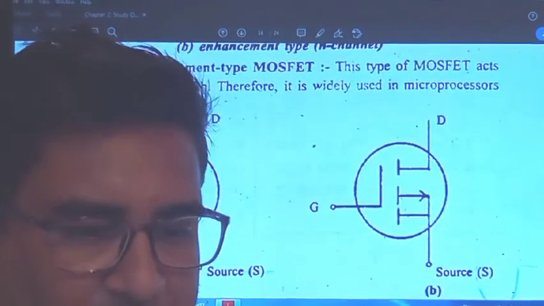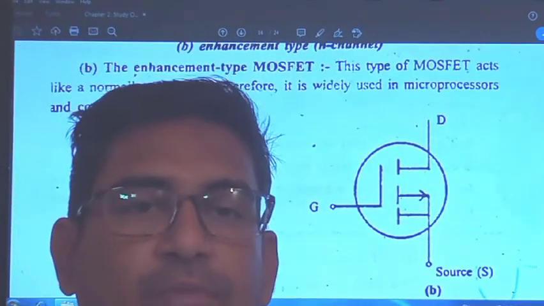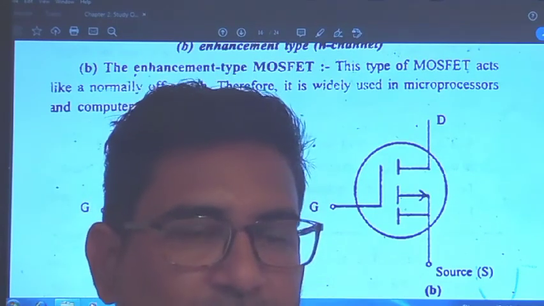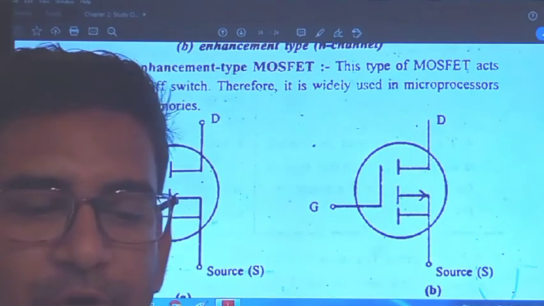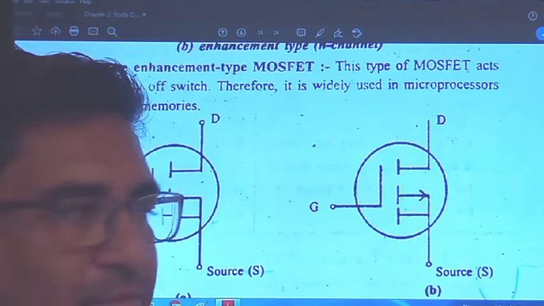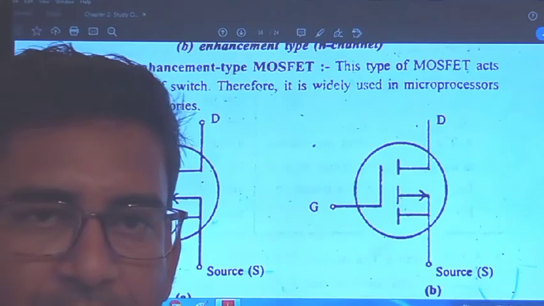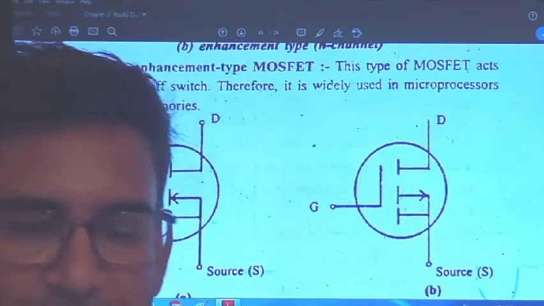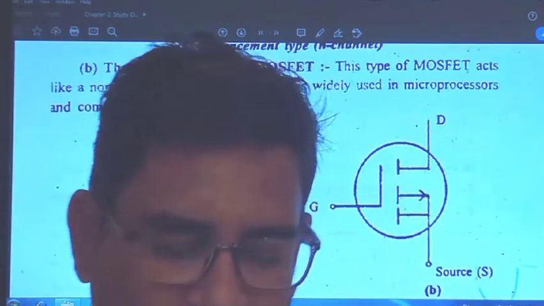Then the enhancement type is normally a switch. It acts normally as a switch, as that of a transistor. It is widely used in the microprocessor for computer memories. It is one of the most important things in a computer, where the memory part occurs. This enhancement type metal oxide semiconductor field effect transistor comes into action.